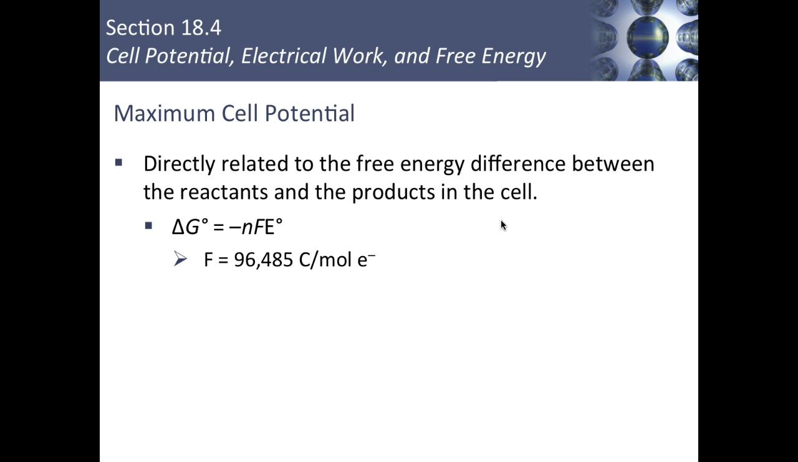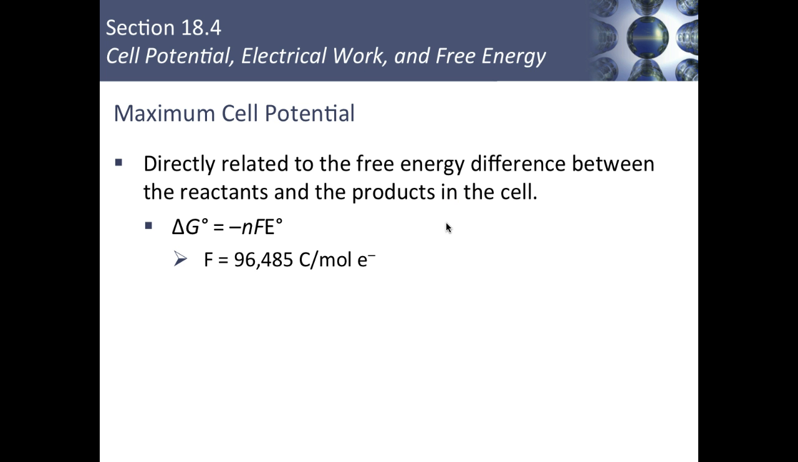To figure out the maximum cell potential, we're going to go back to what we call delta G. Now, as you see on the screen, it says that the maximum cell potential is directly related to the free energy difference between reactants and products. So, maximum cell potential, free energy. That free energy, again, just like we talked about before, is looking at that overall excess energy that we were dealing with. And we're going to look at this formula that sort of comes into place.